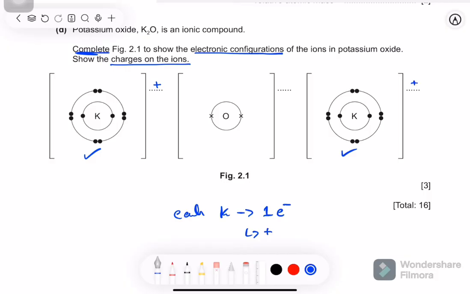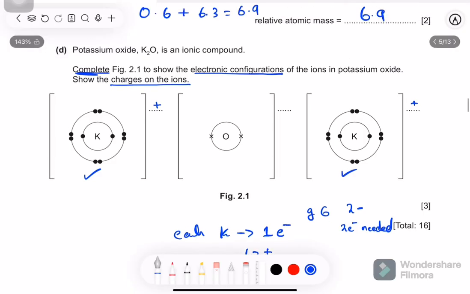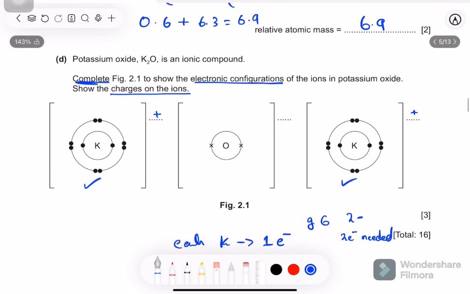Now for oxygen, group 6, 2 minus charge, 2 electrons needed for each atom of oxygen to become a stable oxygen ion, oxide ion, like we did in the carbon dioxide dot and cross. So the charge will be 2 minus, as it is in group 6, having a total of 6 electrons in its outer shell, requiring only 2 to complete the 8. It only has 2 shells.